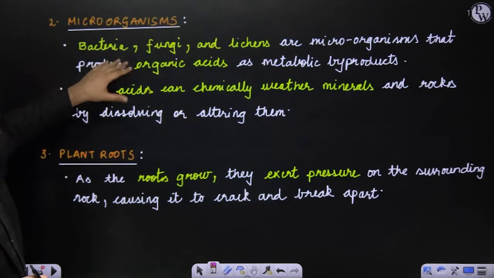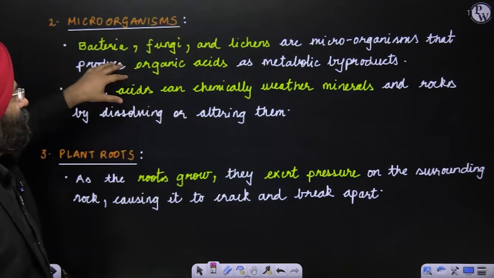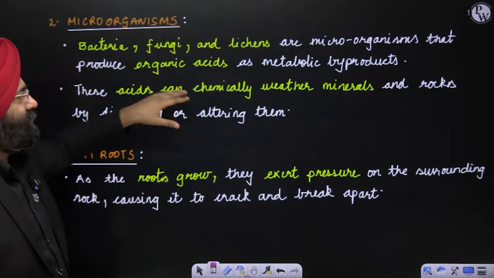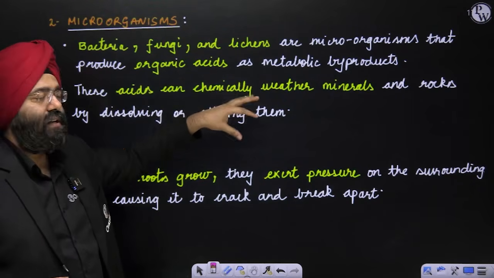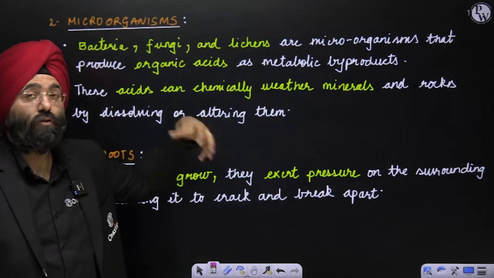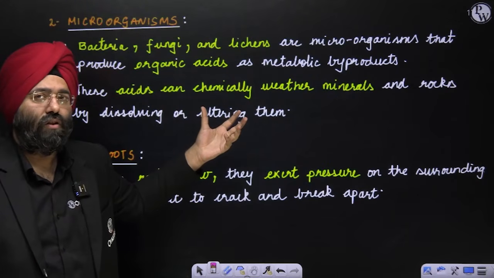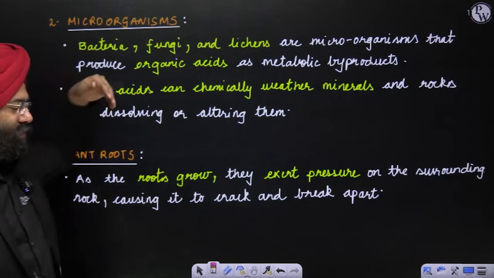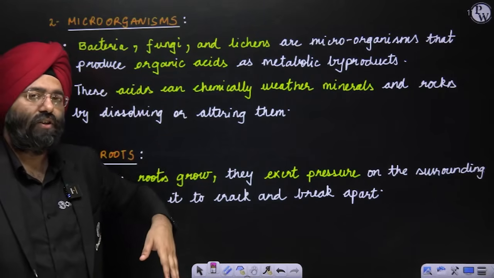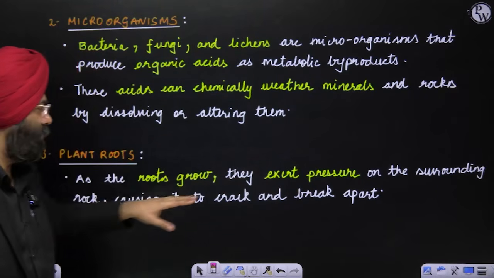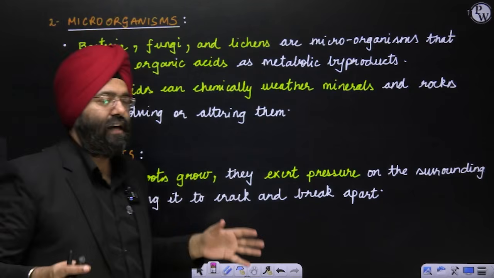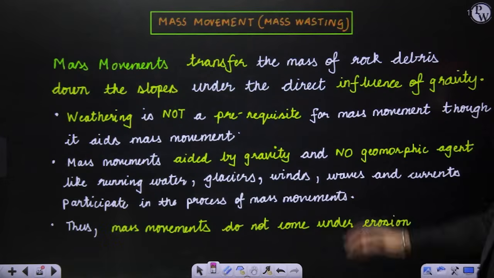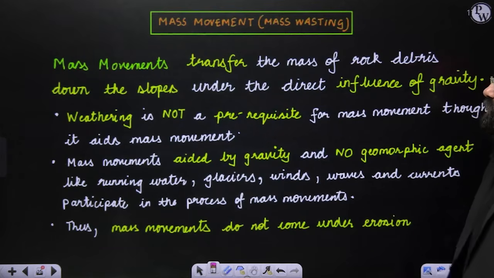Microorganisms like fungi, bacteria, and lichens produce organic acids. Chemically, these acids might dissolve certain minerals. That also leads to what? Disintegration of the rocks. Next, plant roots. As the roots grow further, they exert a lot of pressure on the surrounding rock, causing it to crack and break apart. Now, these are also what? Types of biological weathering.